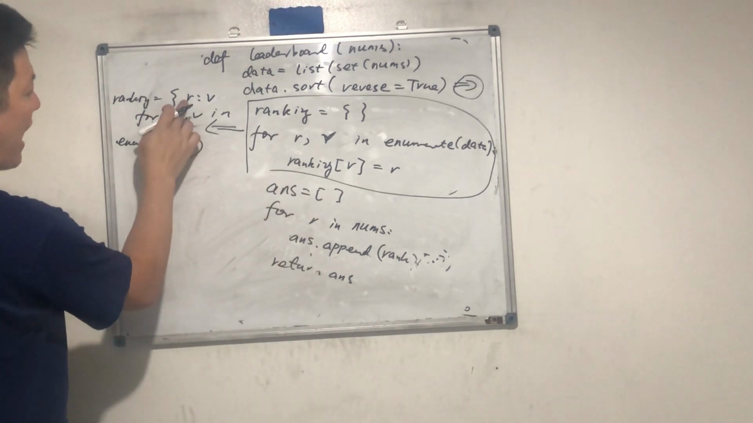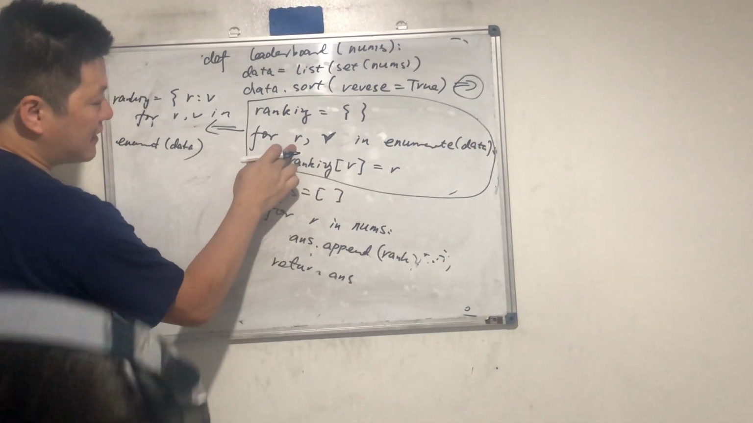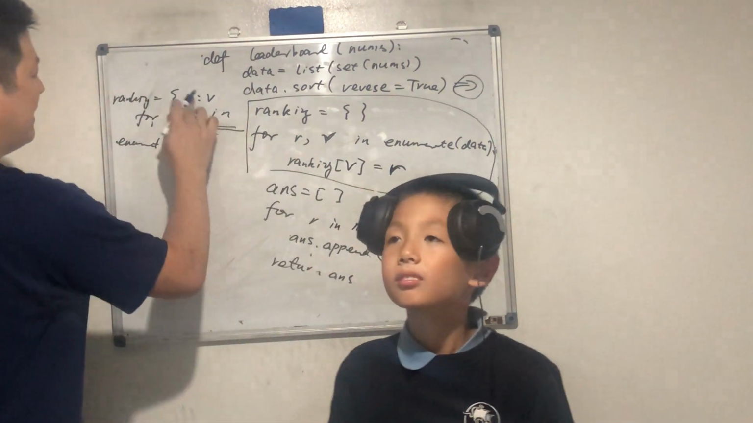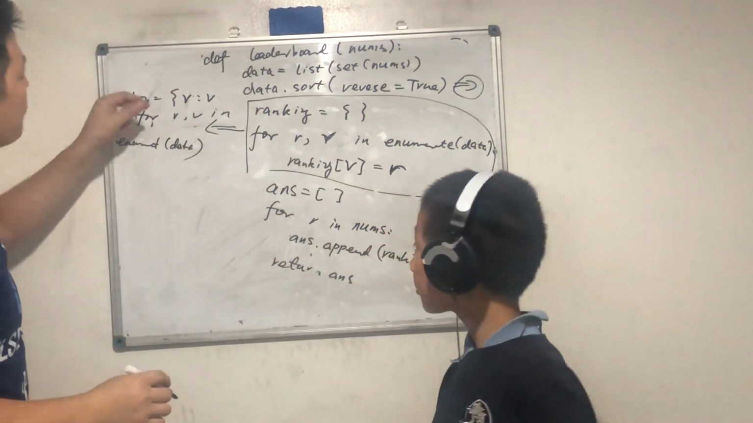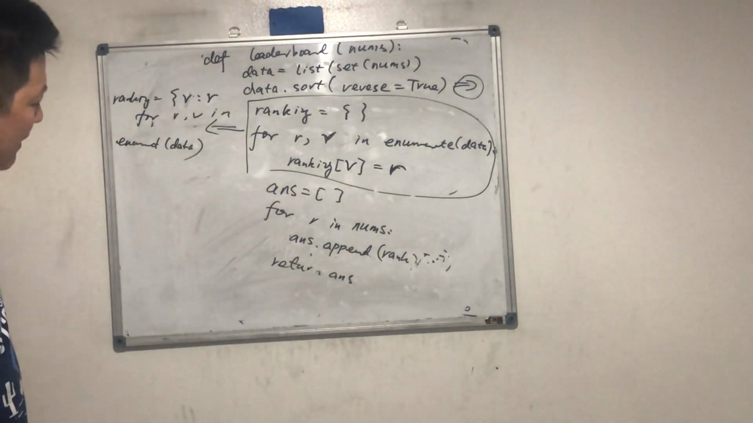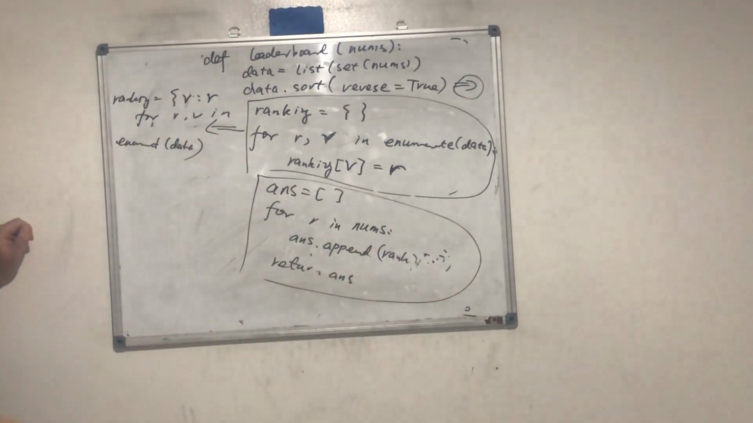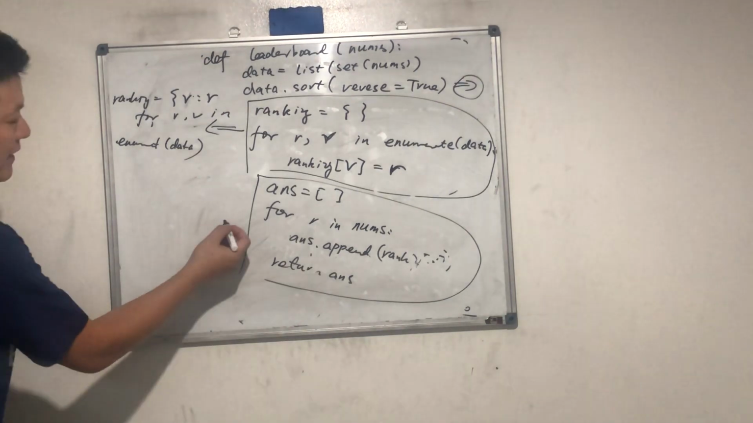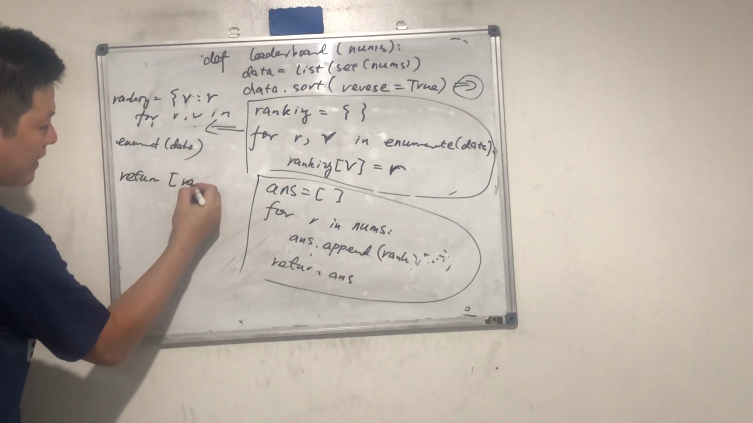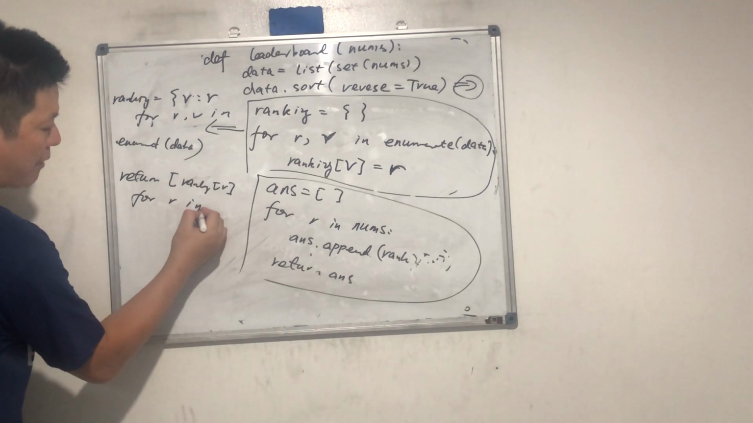Actually, that's a mistake. R is the index, V is the score, so it's V, R, because we want mapping from the score to the ranking, right? So V colon R. And again, this one we can construct in one line. Okay, return ranking R for R in numbers, right?